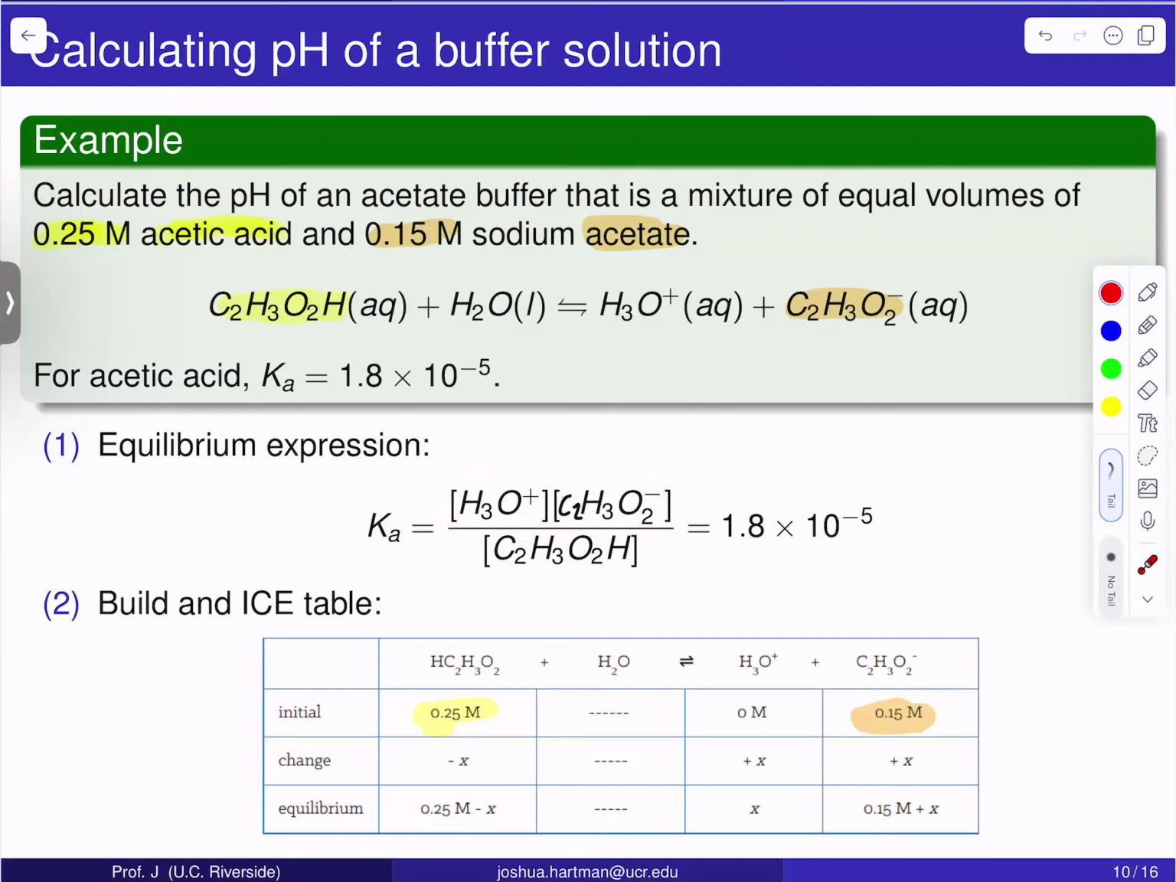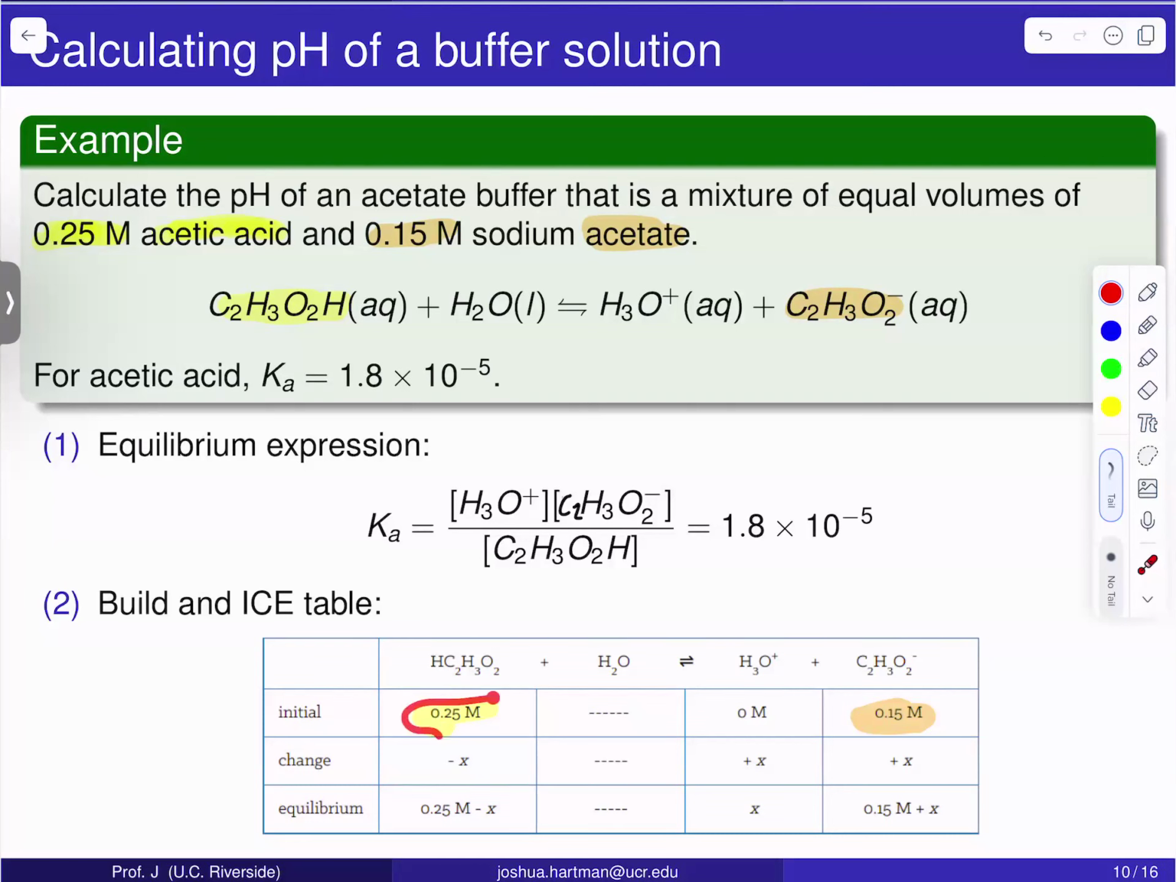So to calculate the pH, we are given initial concentrations for acetic acid, initial concentrations for acetate, highlighted yellow and orange respectively. We can build up an ICE table with both those concentrations provided, and then we can run that calculation.